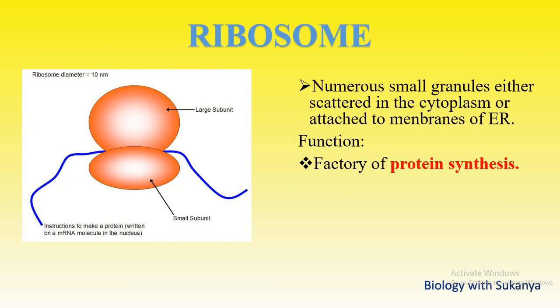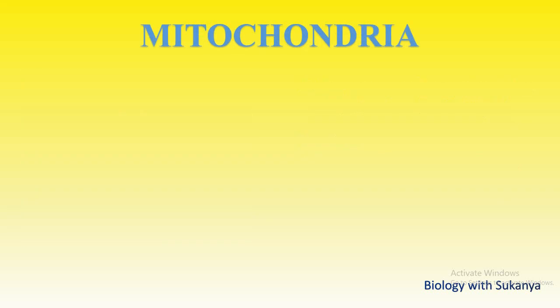Next we come to ribosome. This is how a ribosome looks like, basically the shape of an 8. It has a large subunit and a small subunit. The ribosome are numerous small granules either scattered in the cytoplasm or attached to the membranes of ER. Function: they are the factory of protein synthesis. So we know that protein is a very important biomolecule and ribosomes produce these proteins.